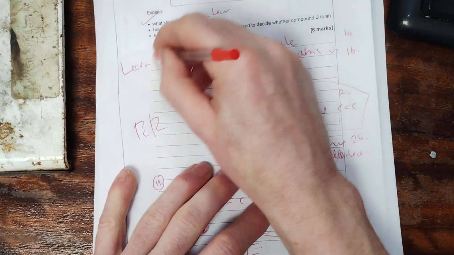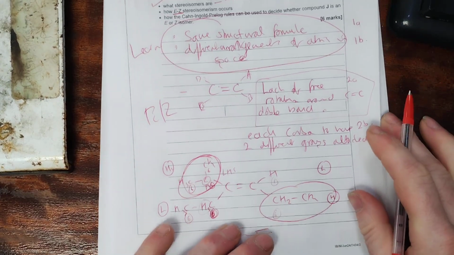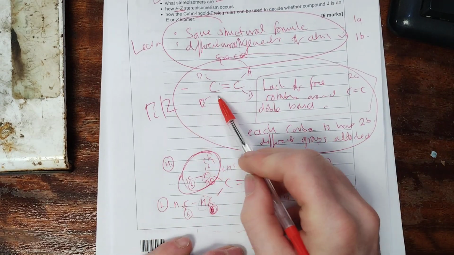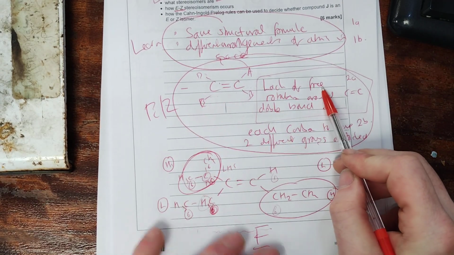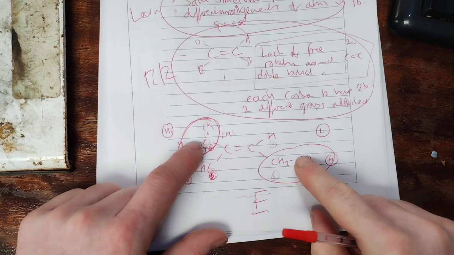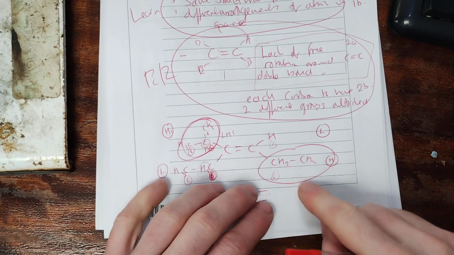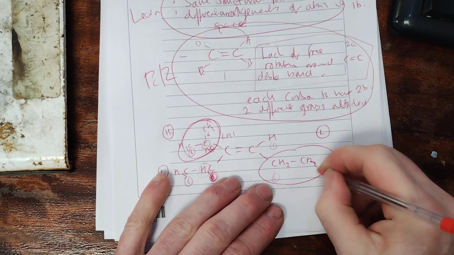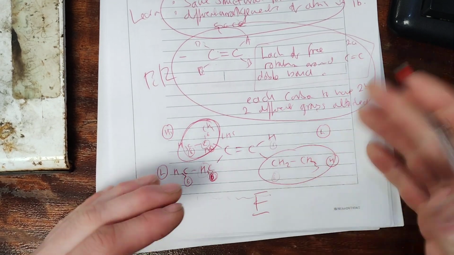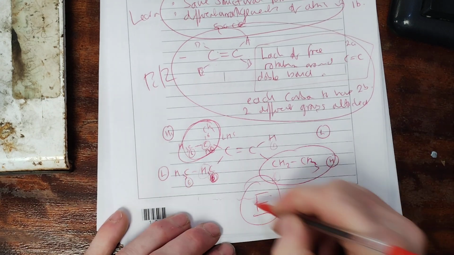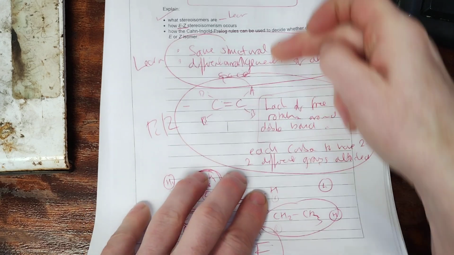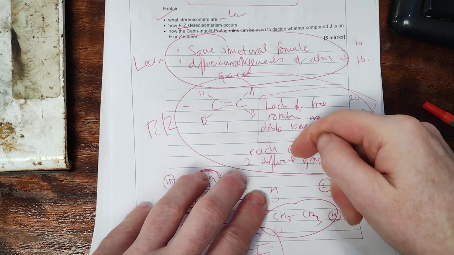So, a lot of people didn't know that, so you missed out on an easy mark. A lot of people didn't know the general statement for how EZ isomerism occurs: lack of free rotation about a carbon-carbon double bond. Each carbon has 2 different groups attached. And then this bit, which was fairly tricky, you just had to say CH2CH3 is higher priority than H. This group is higher priority than this, and it's all to do with atomic numbers, and therefore it's an E isomer. But learn this bit better.